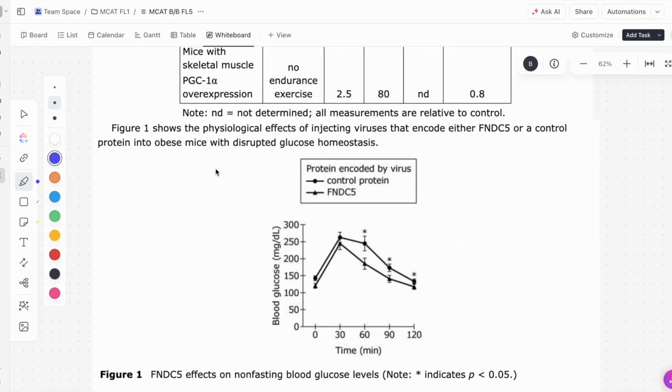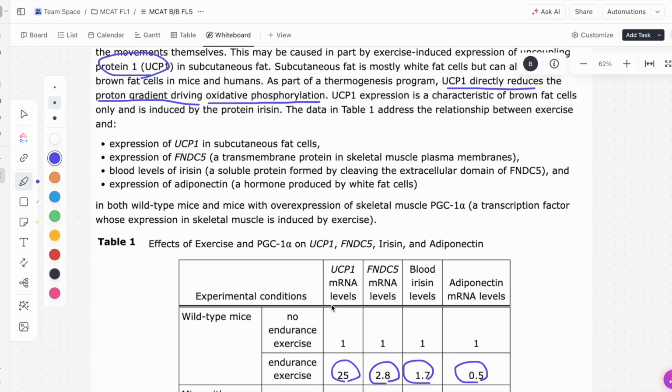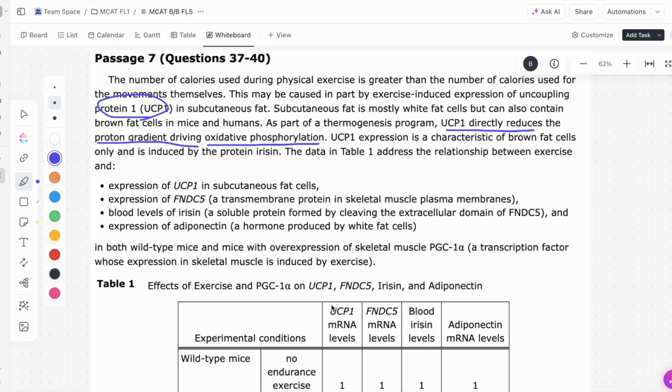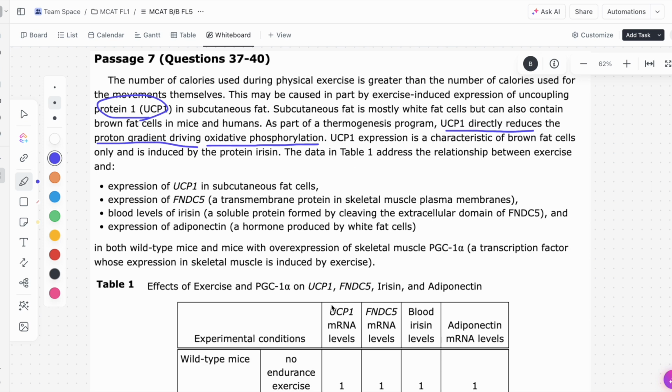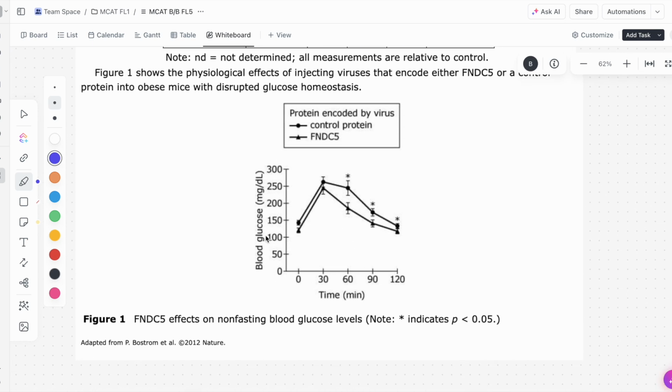So again, exercise prevents glucose uptake. Well, let's take a look at what exercise does. It increases UCP1 mRNA expression levels, increases FNDC5 mRNA levels, increases blood irisin levels, and decreases adiponectin mRNA levels. Well, where does glucose come into play? It might be difficult for someone to see where glucose comes into this. But let's take a look at where glucose might be introduced in this passage. You'll have to scroll down here, and it's right here.